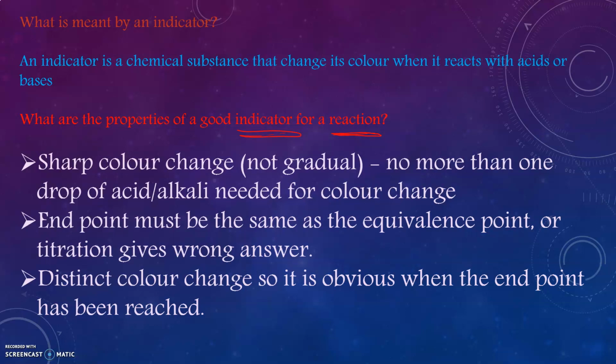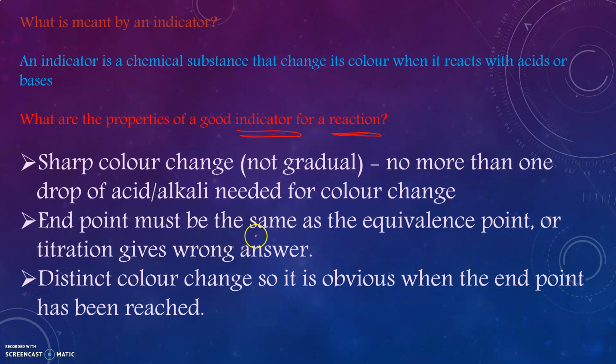First of all, it has to have a sharp color change, not gradual. It means you can instantly identify that there is a color change. No more than one drop of acid or an alkali needed for color change. So this doesn't have to gradually change, just an instant, sharp color change using just one drop of acid or an alkali.